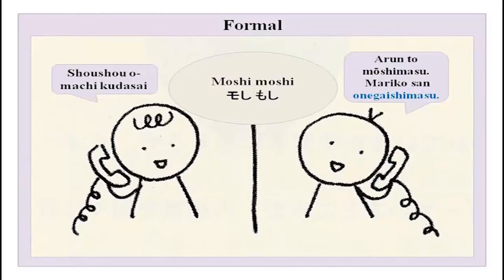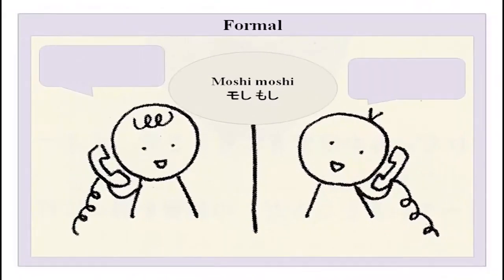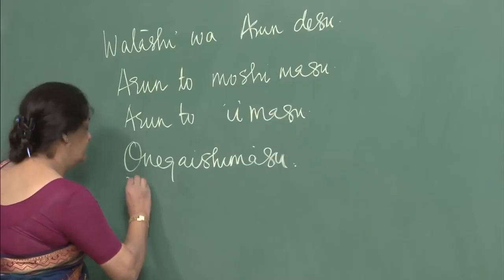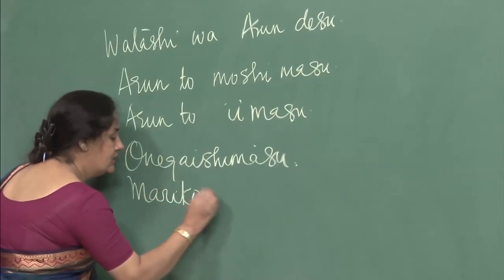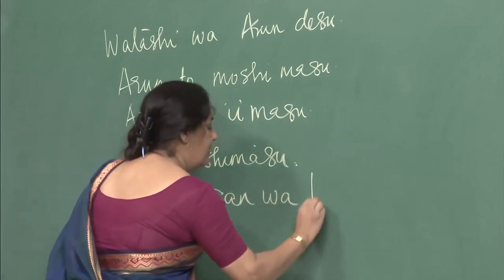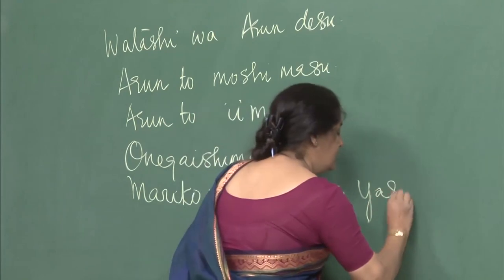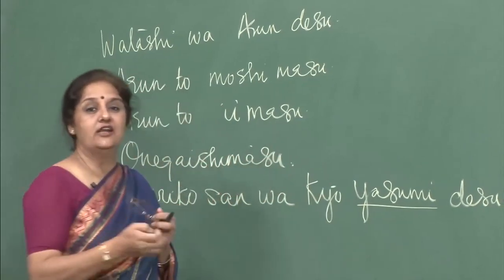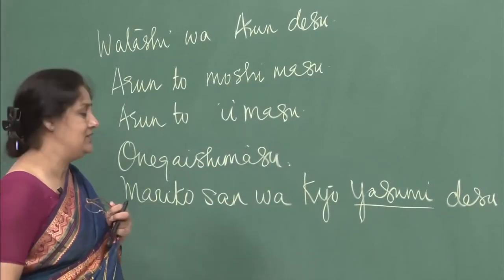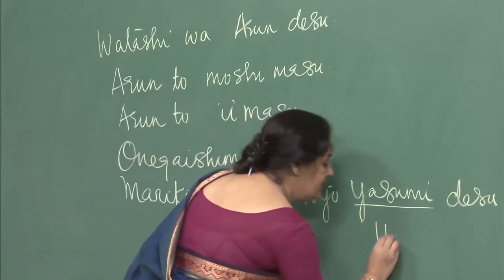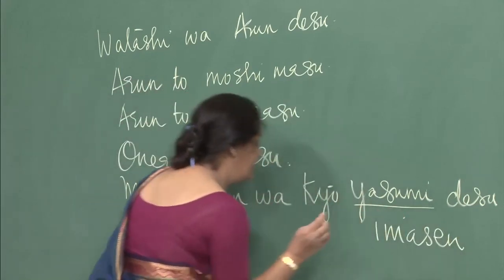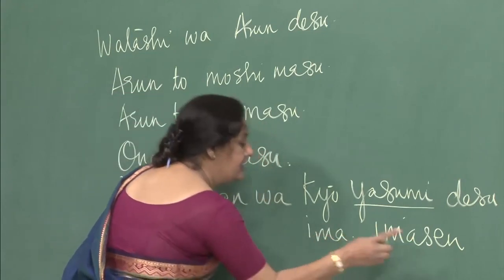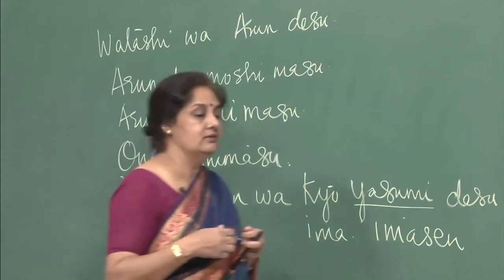So, well, then what happens? The person goes and checks and comes back on the phone and says something. Sumimasen, Mariko-san wa kyō yasumi desu. Yasumi is a holiday, she is on leave. Mariko-san wa kyō yasumi desu or Mariko-san wa kyō imasen. Mariko-san wa imasen, she is not present at the moment.